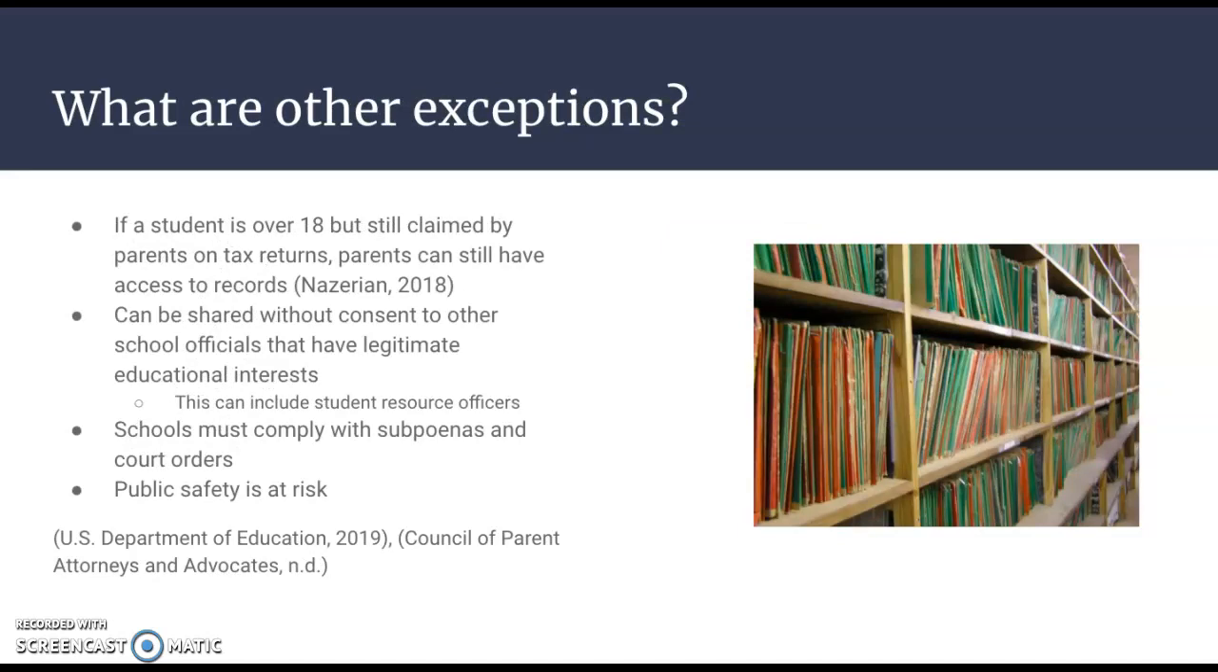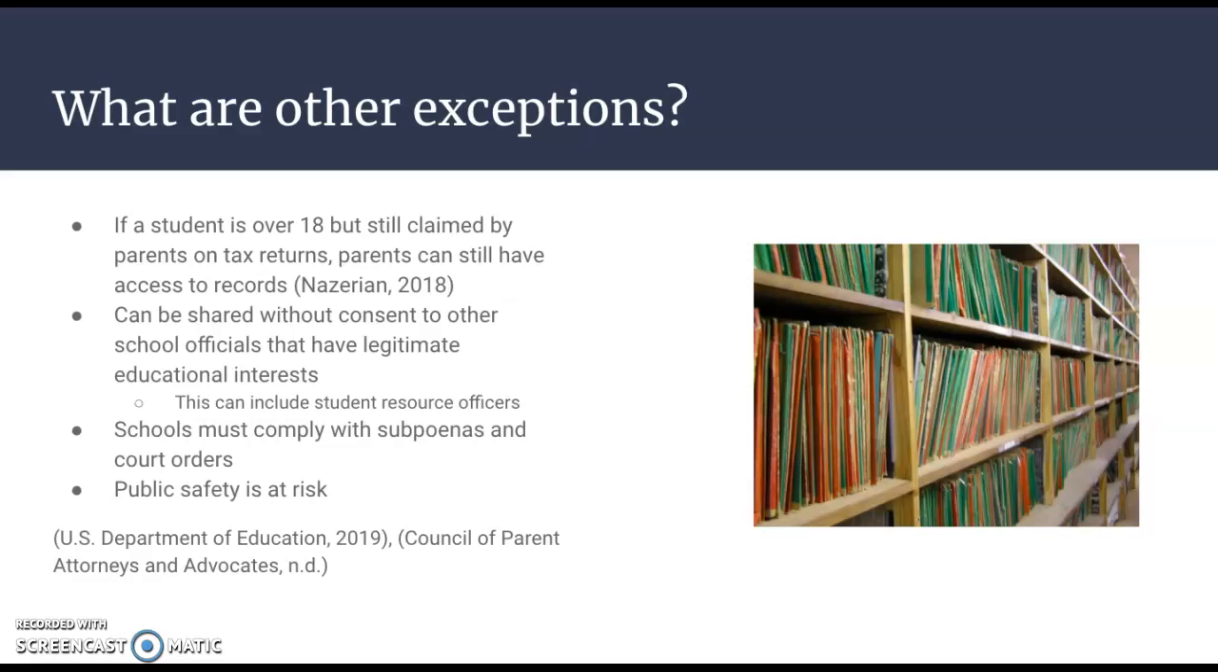So what are some other exceptions? Well, if a student is over 18 but is still claimed by their parents on the tax return, then the parents can still have access to the records because that child is still viewed as one of their dependents. We can also share education records with other school officials that have a legitimate educational interest in the student. So if you are a special education teacher and you're working with a student, then that would be considered having a legitimate educational interest and you would be able to view their records.